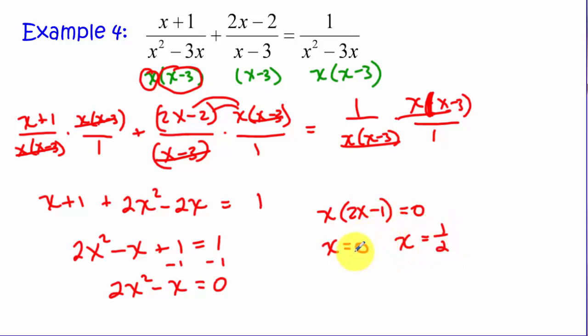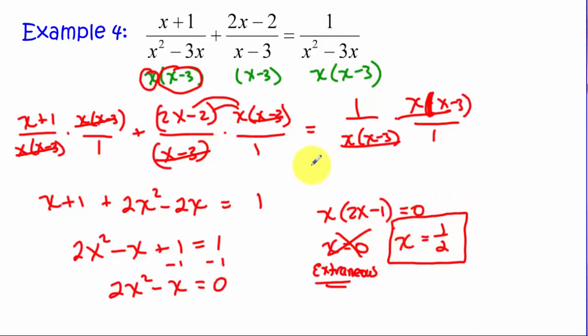Now, if we put 0 back into the original denominator, it's going to cause this denominator and this denominator to equal 0. So this answer we're going to throw out. It's extraneous. Now, you don't have to write that word. I'm just writing here that the reason we crossed it out is because it's extraneous. If I put 1/2 into the denominator, it won't cause that to be 0. It won't cause that to be 0. It won't cause that to be 0. So we have one solution.